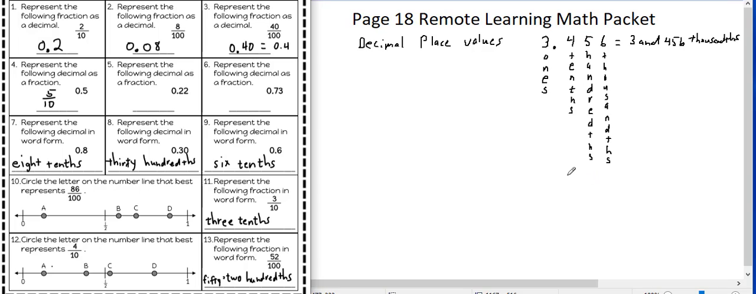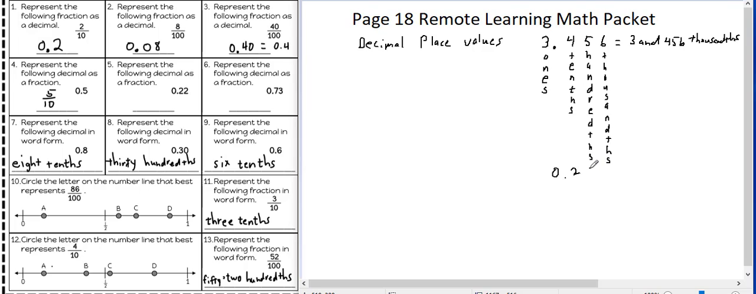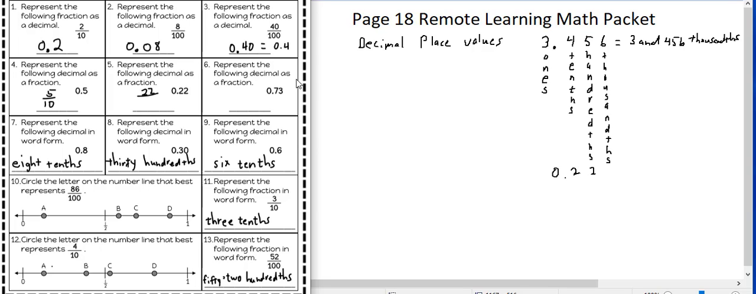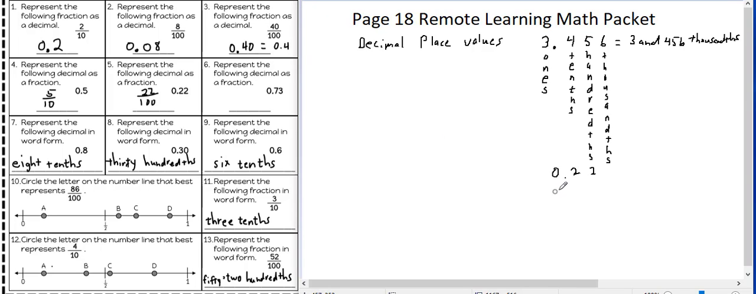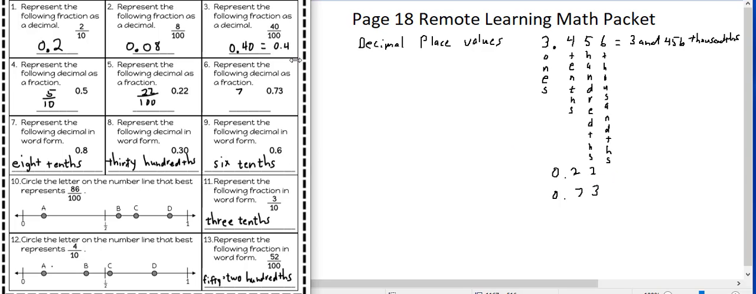Here, 22. Okay, so it'd be like 0 and 22. So it's 22 hundredths. And here, 73 hundredths. Okay. Now, number 7, just to save a little time, I wrote these out.